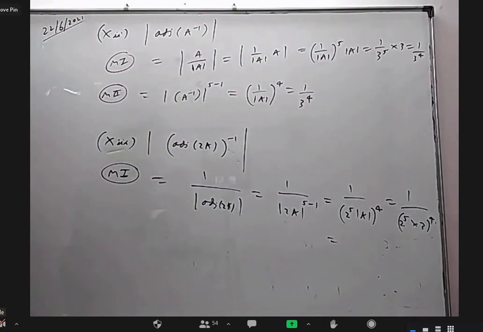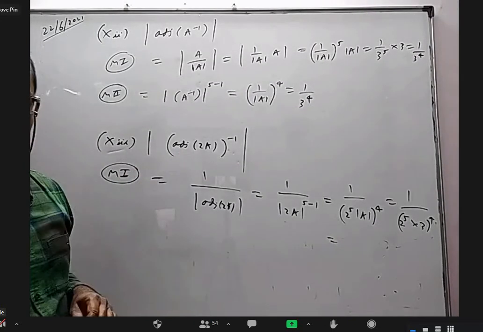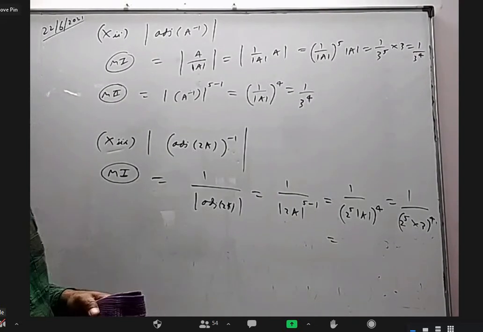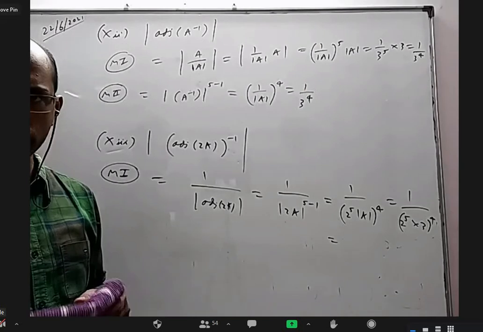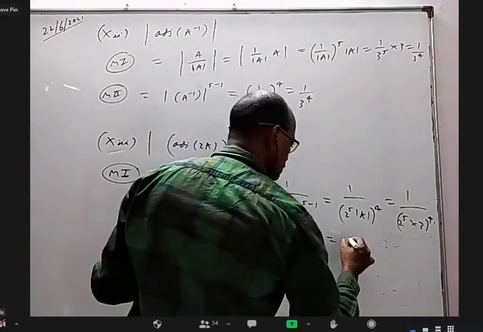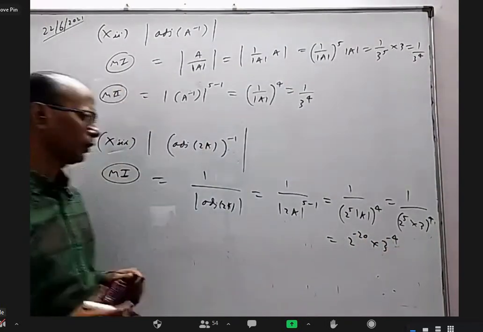See whether fourth question, fifth question, somewhere, seventh question. Only det of adjoint 2A. Have you done that? It's the ninth one. And the answer was 2 power 20 into 3 power 4. Yes, sir. So this is 2 power minus 20 into 3 power minus 4, if you are using that.